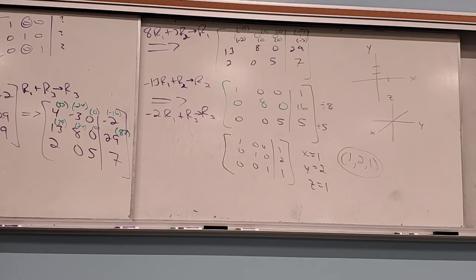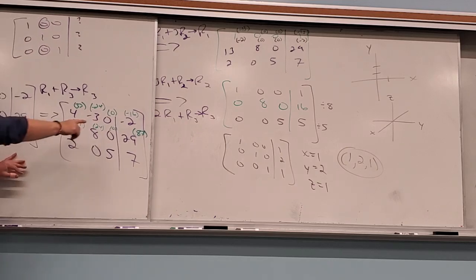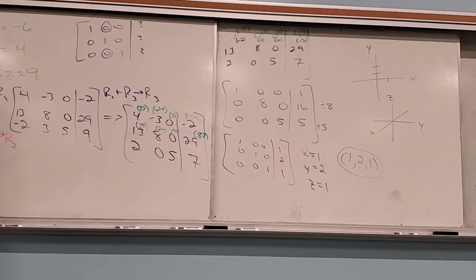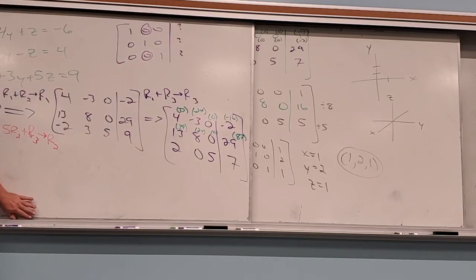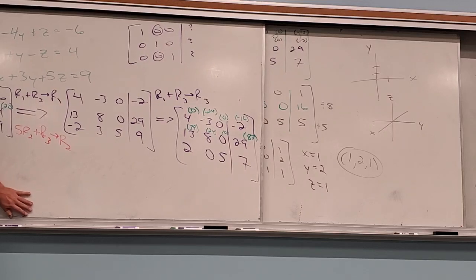What's the worst thing that could happen when you're trying to solve a matrix, besides making a mistake? What do you not want to have happen? It happened to us almost. Lose a zero. I never want to lose a zero that I make, because that's the whole point, to make zeros.